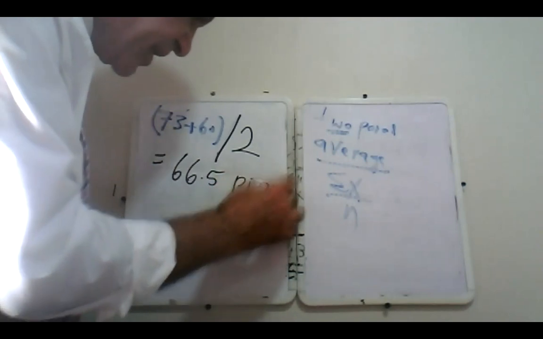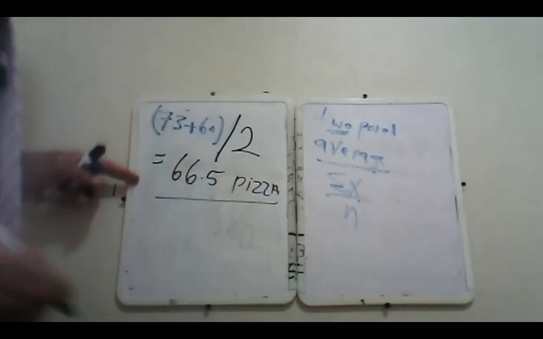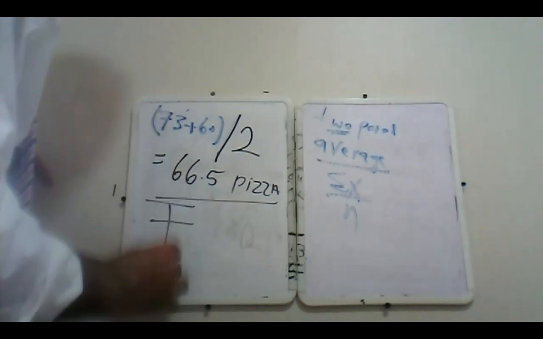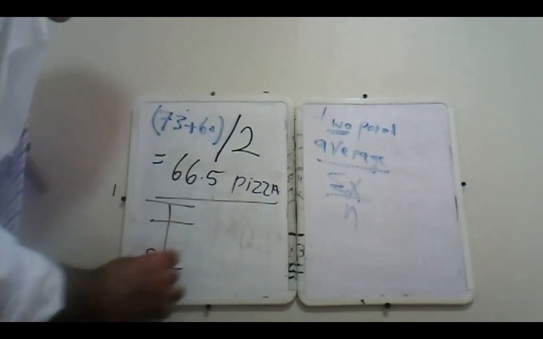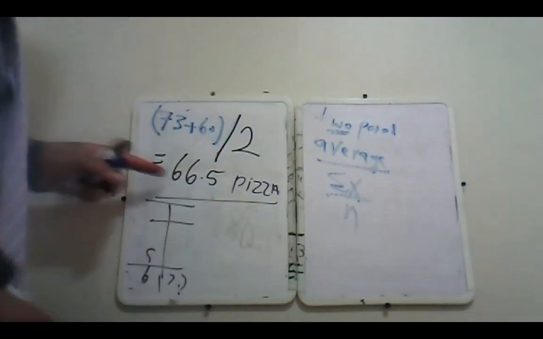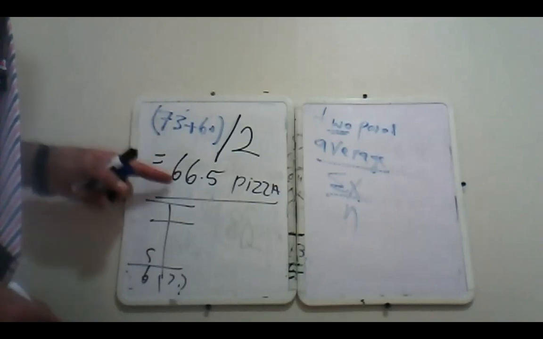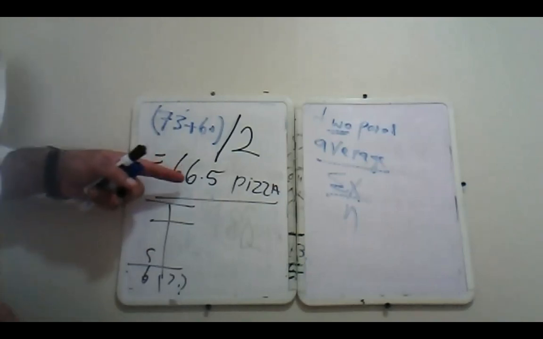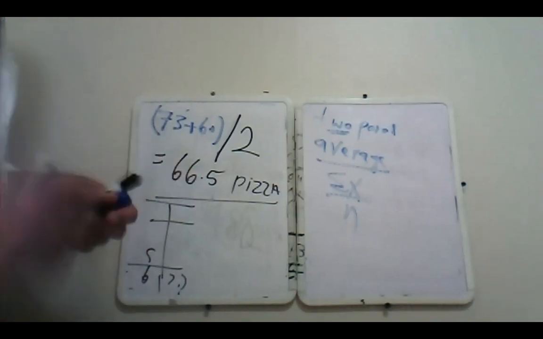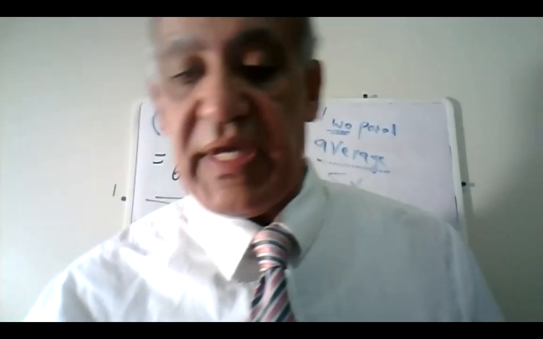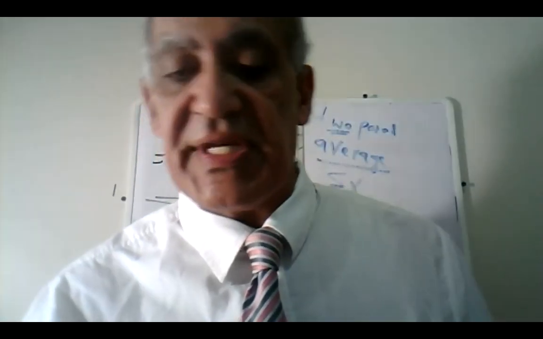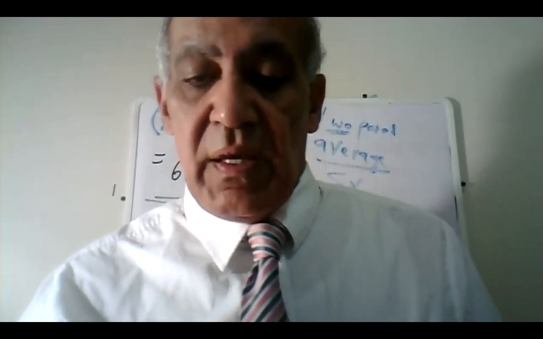And that means that on week number 6, because I have data till week number 5, I will sell 66 and a half pieces of pizza. That is the moving average for 2 periods, or for 3 periods, based on what he wanted. Okay.